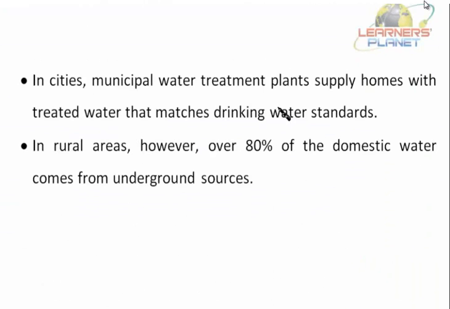Even in cities, municipal water treatment plants supply homes with treated water that matches drinking water standards. And in rural areas, however, over 80% of the domestic water comes from the underground sources. As we discussed, in the diagrammatic representation which we saw first, we'll notice that 0.592% is present as groundwater on earth, right? So we should use it very judiciously.